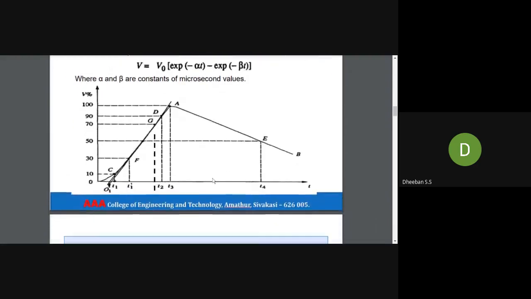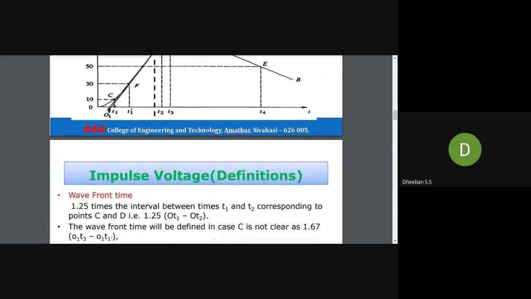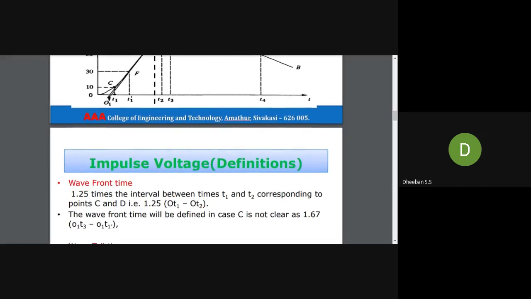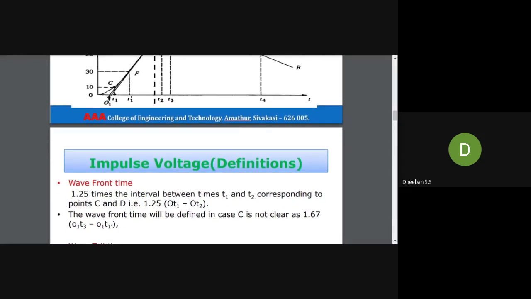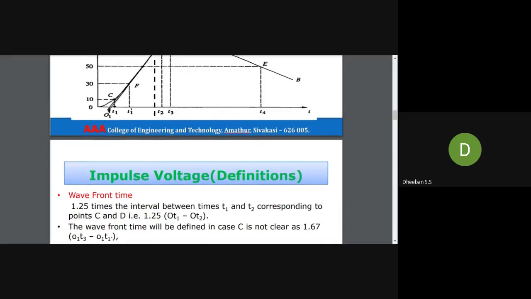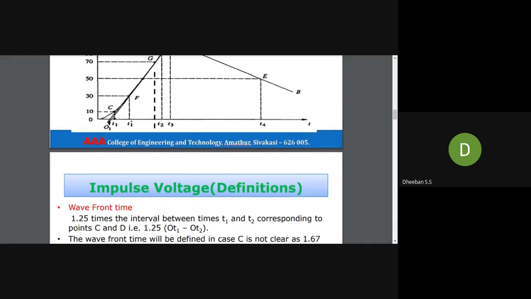Starting with wavefront time: your wavefront time always corresponds to your starting time period. It is nothing but 1.25 times the interval between T1 and T2.